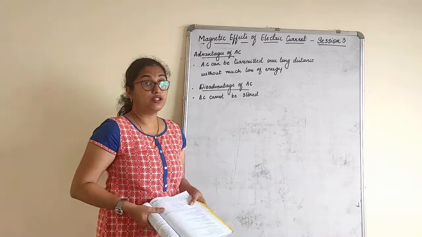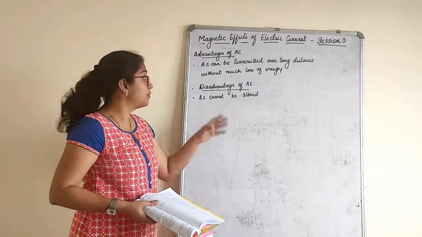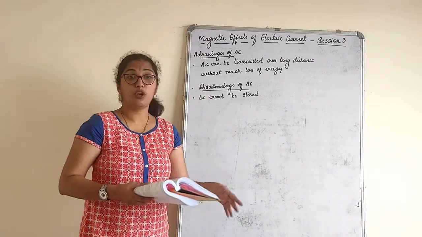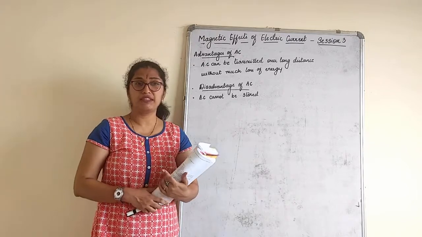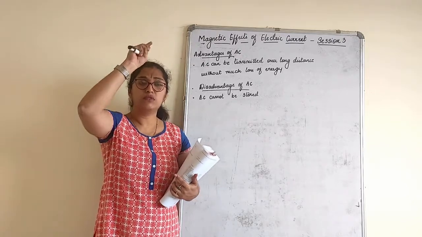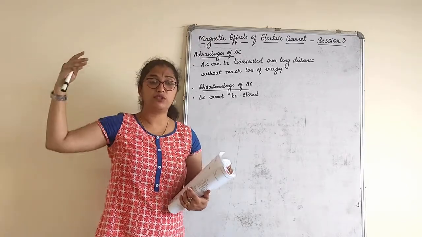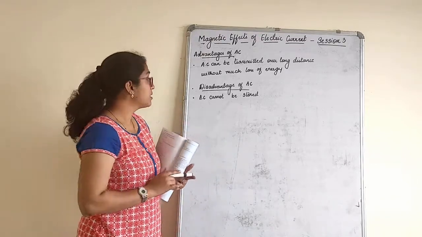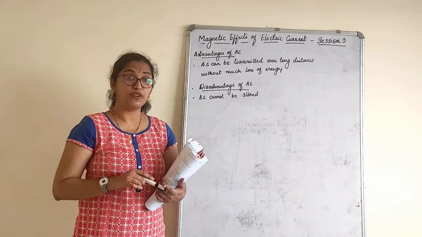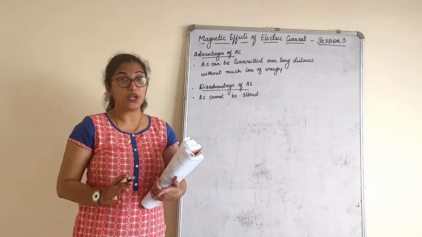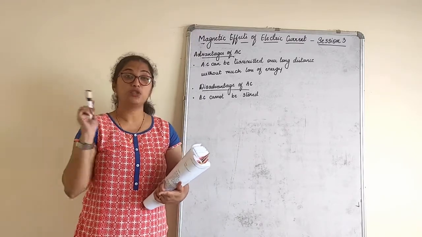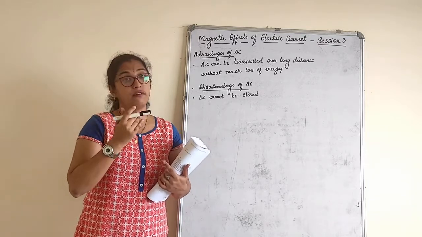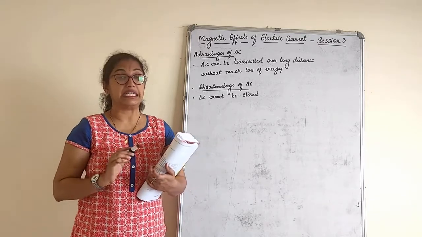So, the advantages of alternating current: AC can be transmitted over long distances without much loss of energy. True, we get the transmission lines from the main to a transformer, then to the board, then to our house. There is not much loss of energy. But the only disadvantage of AC is that we cannot store AC. There is continuous transmission happening. You cannot store that. To overcome that, we have DC current.